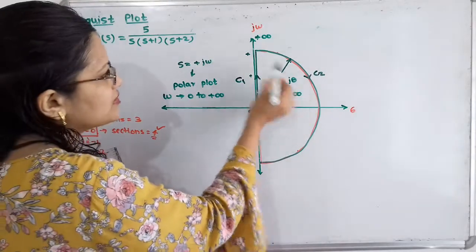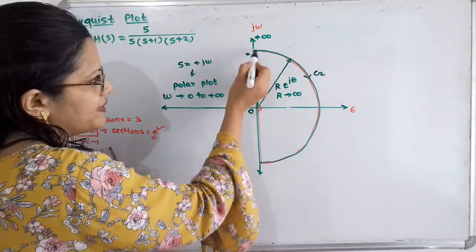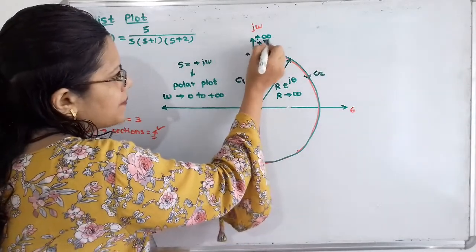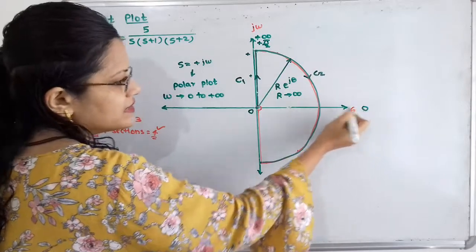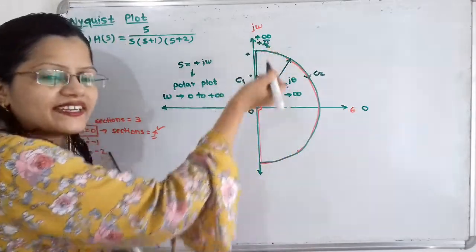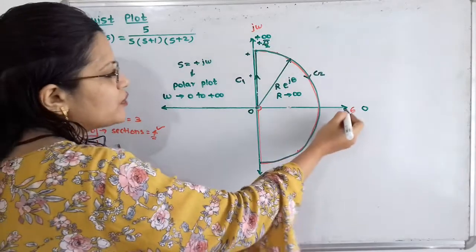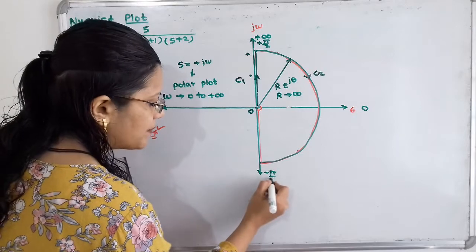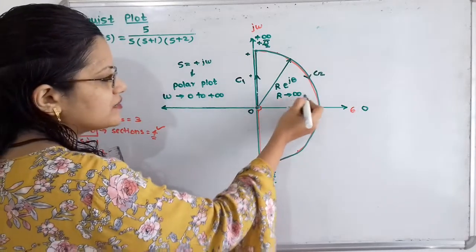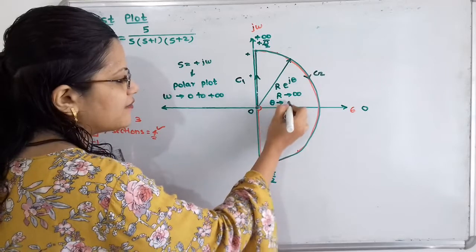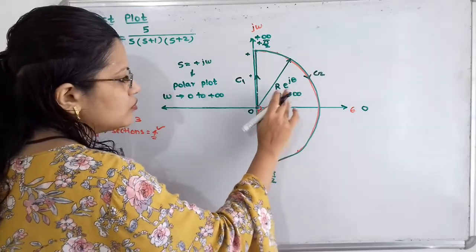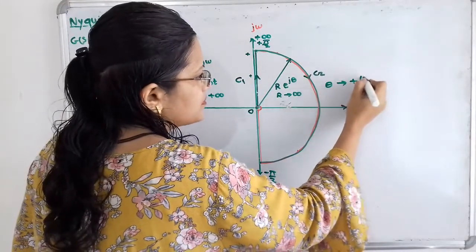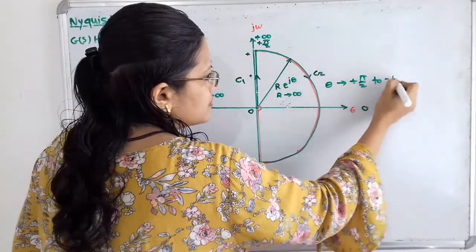Now if we observe, this section C2 starts from this point. At this point the angle is plus pi by 2. So if we plot the angle, here is 0, then here is 90 degrees. 90 degrees means plus pi by 2. If we plot the angle in the reverse direction, then here is 0 and here the angle is minus pi by 2. So we can say that R tends to infinity and theta will vary from plus pi by 2 to minus pi by 2. I will write here theta will vary from plus pi by 2 to minus pi by 2.